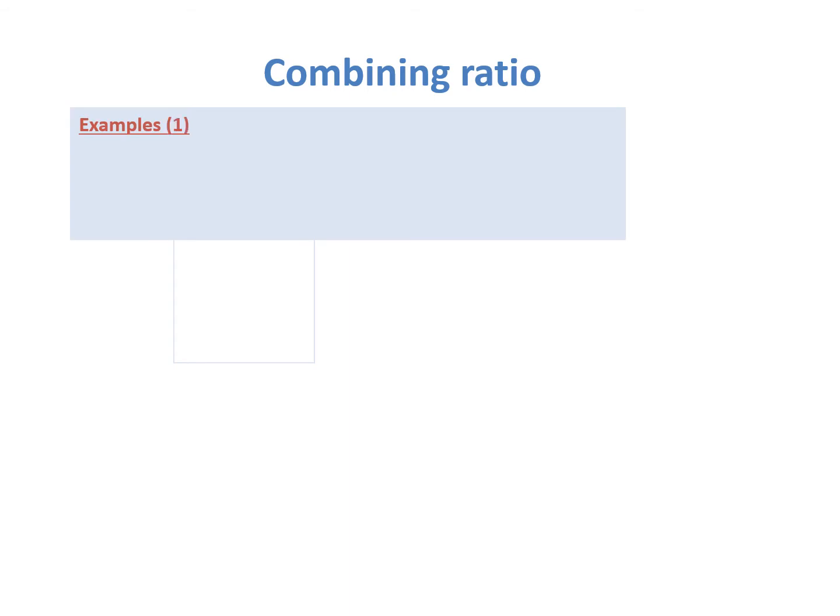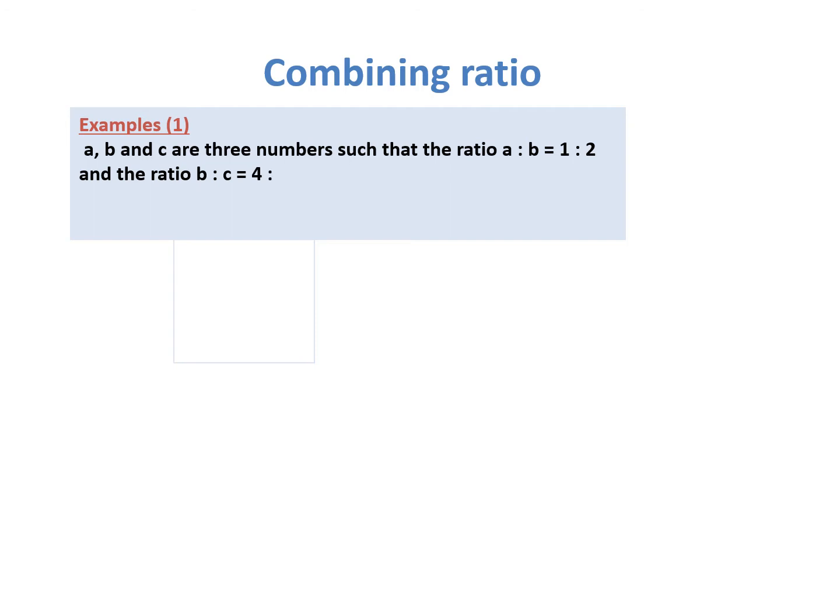Example 1. If we have A, B and C, three numbers. The ratio between A to B is 1 to 2 and B to C is 4 to 3. We want to get it in one ratio, A to B to C. How to solve it? We have a combining ratio. We have two ratios and we want to combine all of them to get one ratio. We want to write it as A to B to C in one form.